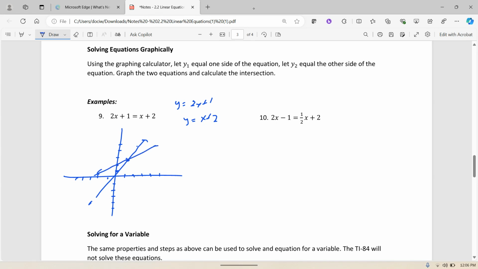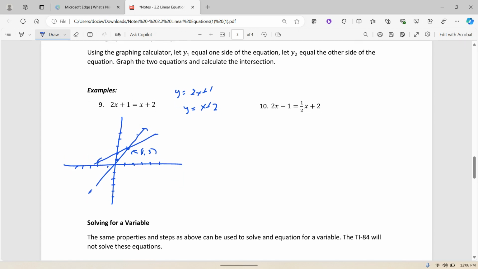And we can see that right here, what appears to be the point (1, 3) is where those two lines intersect. I really don't think that's a great way to solve equations, but it can be used. We can look at it that way. And if you notice, if you substitute 1 in for x in both of these sides, 2 times 1 is 2 plus 1 is 3. 1 plus 2 is 3. So if x is 1, both sides equal 3. And that's the meaning of that point.